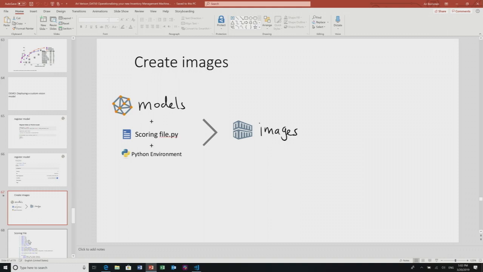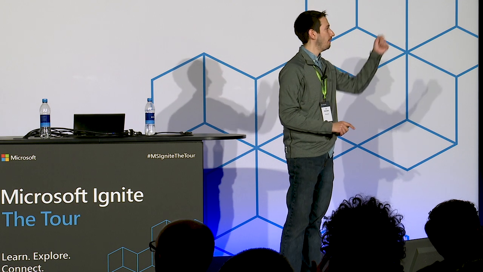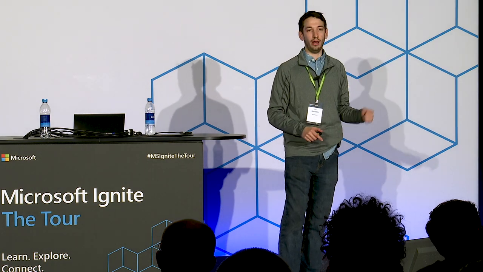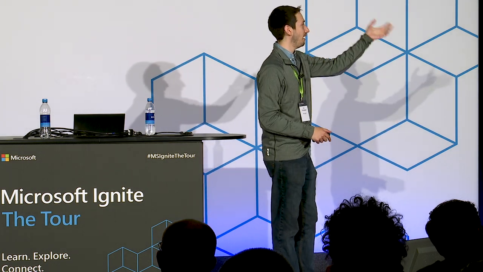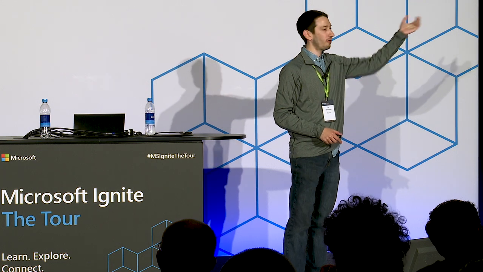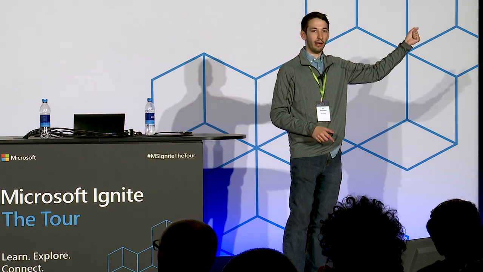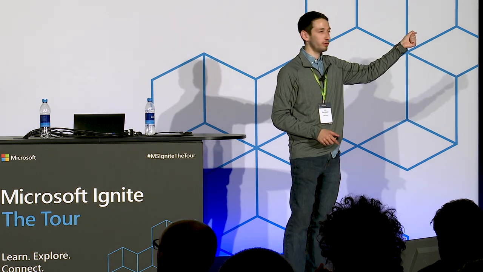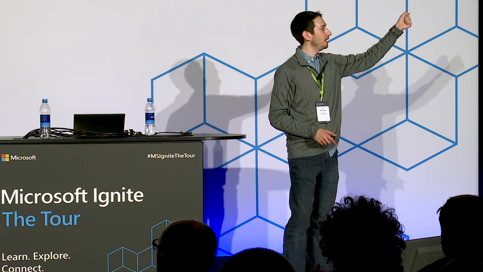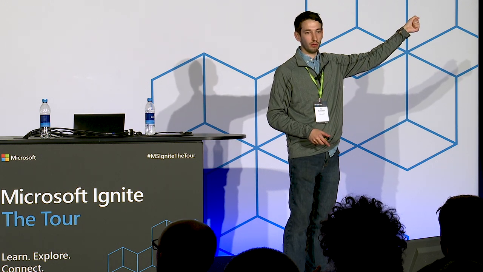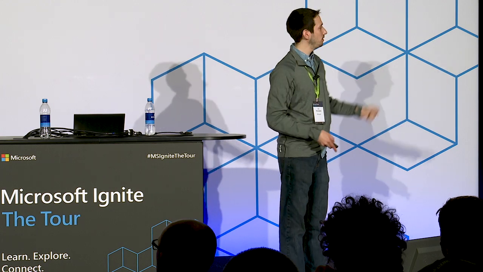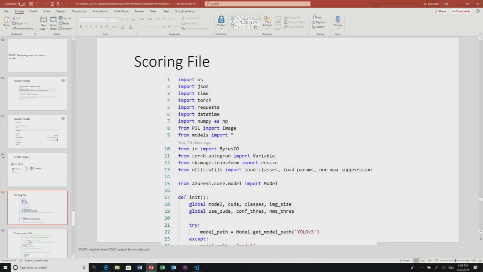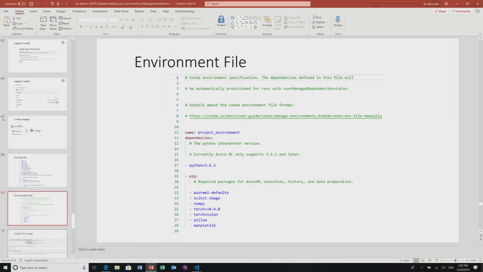So for instance, if I'm using TensorFlow, I define that in my environment file. If I'm using PyTorch, I define that in the environment file. I provide the scoring model file that evaluates, and we'll show you exactly what that looks like in a second. And we provide a reference to the model in my model store. And then we bundle that up in an image, and we can deploy that.